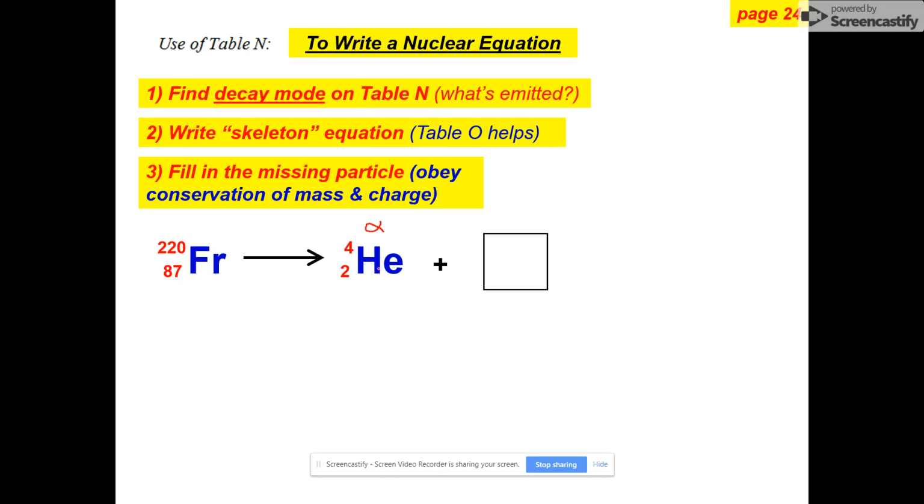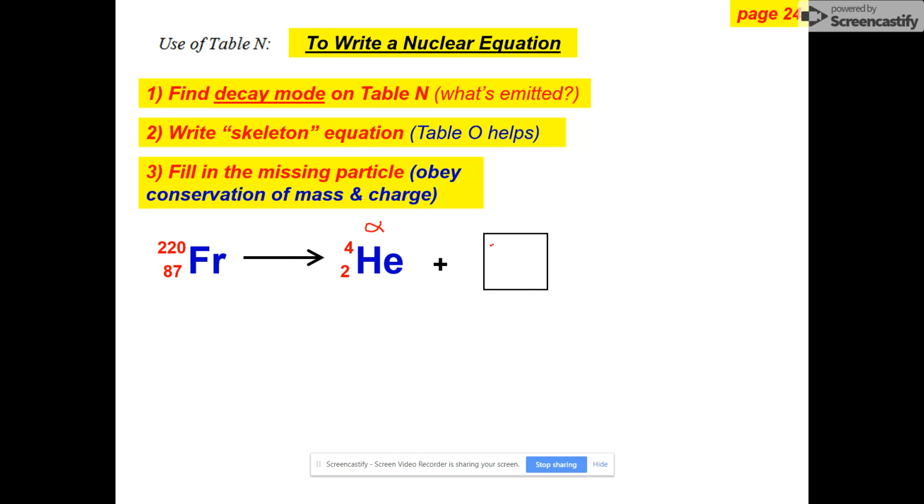We're going to draw a plus sign and then a box, because basically we're saying francium breaks into a helium nuclei and something else. How do we figure out the other thing? We follow the laws of conservation of mass and conservation of charge. What that means is the mass on this side has to add up to the total mass over here. So 4 plus something has to equal 220.